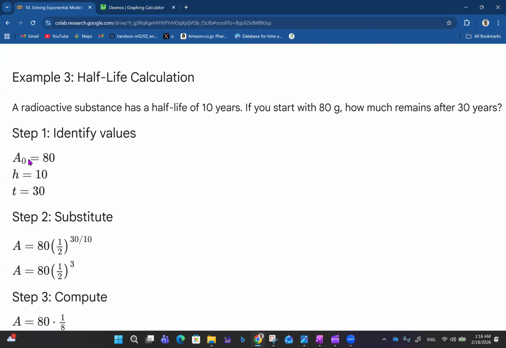So you identify the values. The initial value, that's the starting value, is 80 grams, and then h is 10. That's the half-life, which is 10 years, and t is 30. That's the time you're taking. So it could be years, it could be whatever, depending on the nature of the substance.